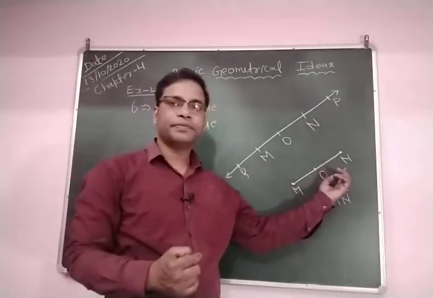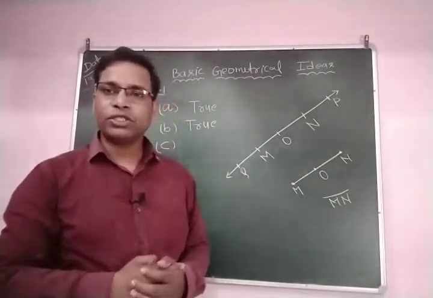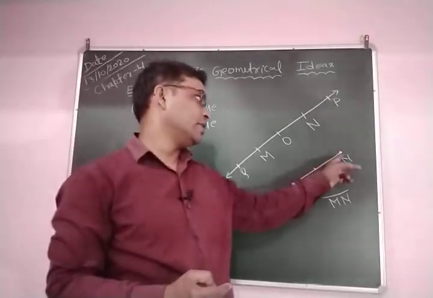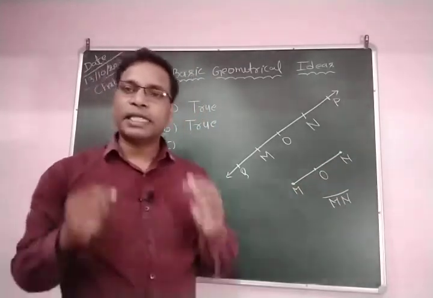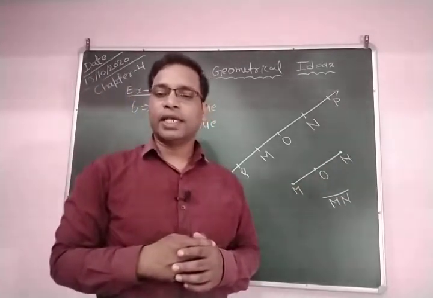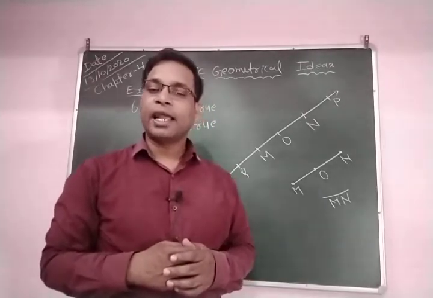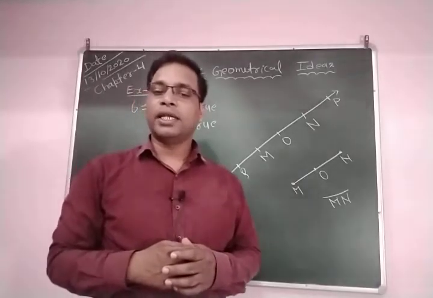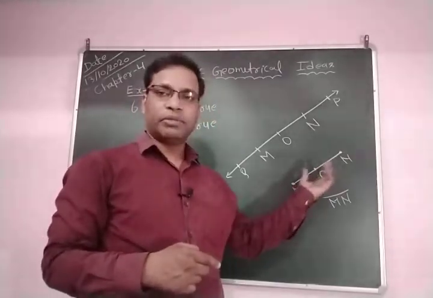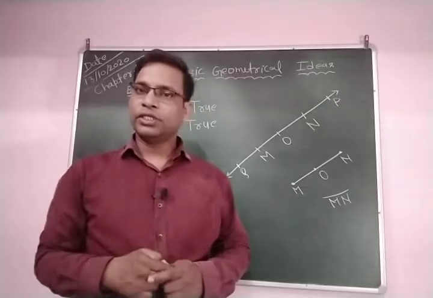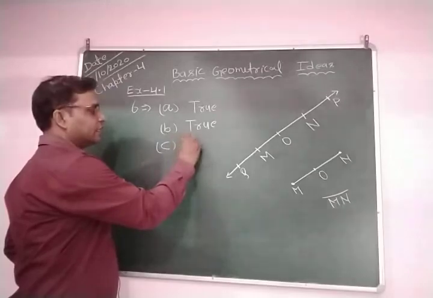You can see this figure. So is this statement true or false? This statement is true, because you can see this line segment MN, and point M and point N are the end points of this line segment. So according to part C of question 6, M and N are the end points of the line segment MN. So you can say this is a true statement. Here you write true.